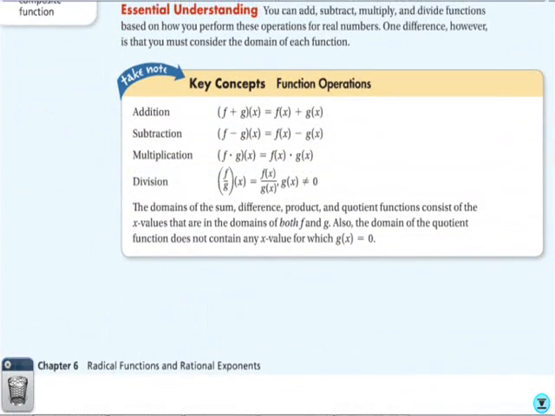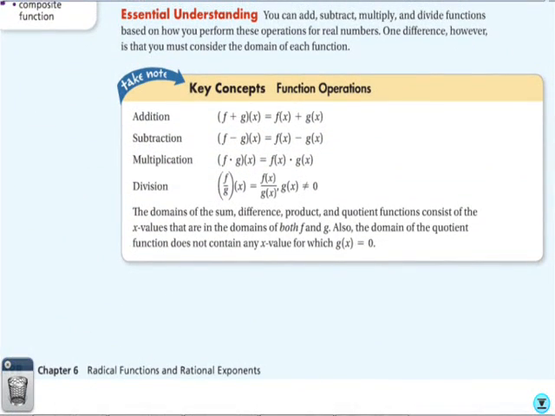Really, the big thing is, you have one function like f of x and another function like g of x, and we're able to add these functions, subtract these functions, multiply or divide them. It's really just that simple. One big difference after the operations is that we have to consider the domain of each function, and we'll talk about what exactly that means.